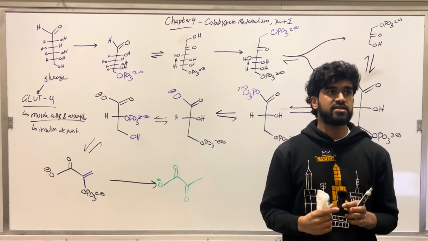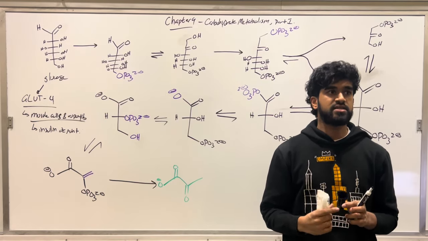PFK1 is inhibited by certain things and activated by certain things. It is inhibited by ATP and citrate. ATP makes sense, right? Because when you have a lot of ATP in the body, you don't really need to do glycolysis, so you're going to shut down the rate-limiting step of glycolysis.